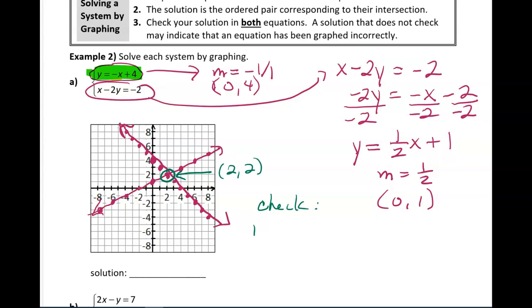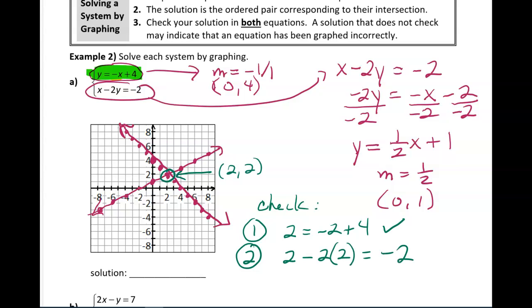So in equation number 1, if we replace the y with 2 and the x with 2, we get a statement that's true. Negative 2 plus 4 is positive 2. And let's check out statement number 2. Replace the x and the y with 2, and we get 2 minus 4 is equal to negative 2, and that's also true. Make sure that you check your solutions in the original equations.